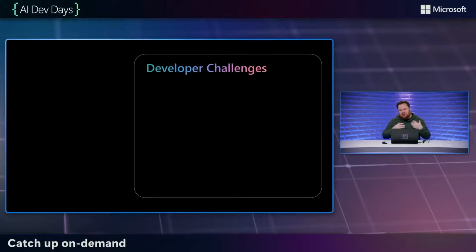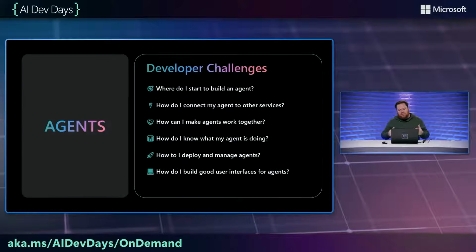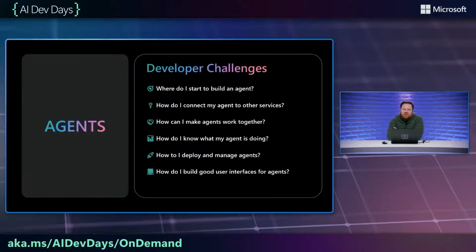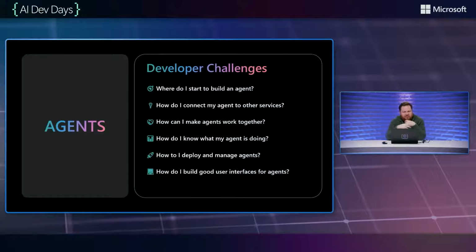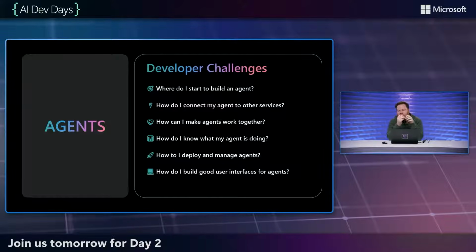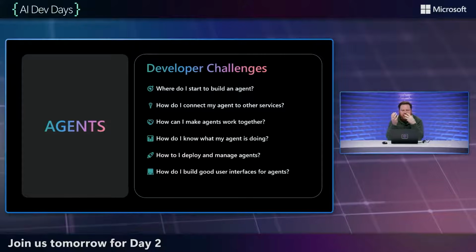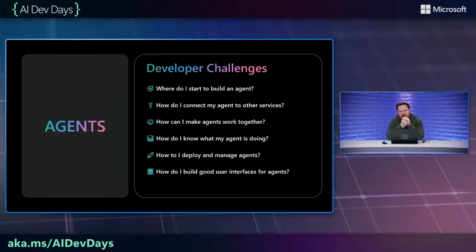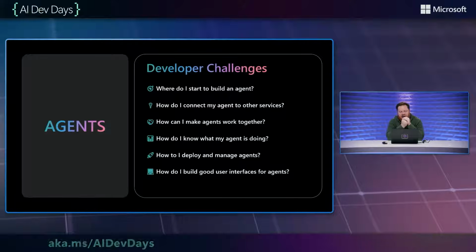But as we were talking to folks over the year and building with them and with our partners, we had a number of developer challenges that came up. Things that we heard a lot was, where do I start? How do I start building these agents? What is the best way to get started? What framework should I use? I'm a developer. How do I build these agents? How do I connect them to my other services? How do I make them work together?